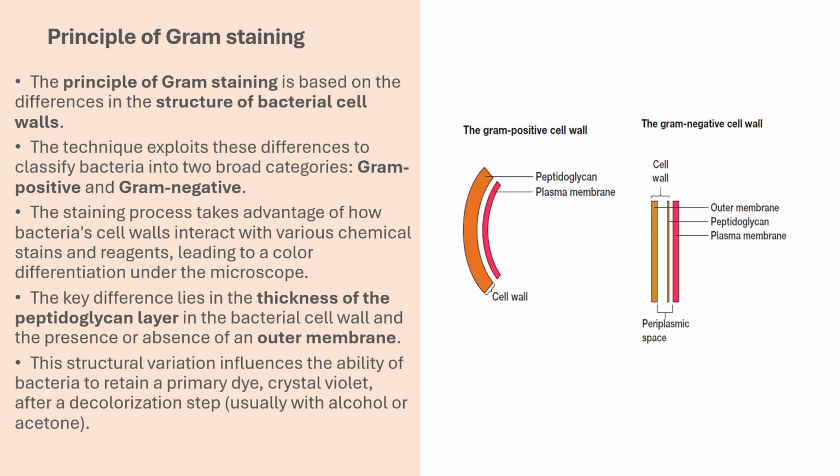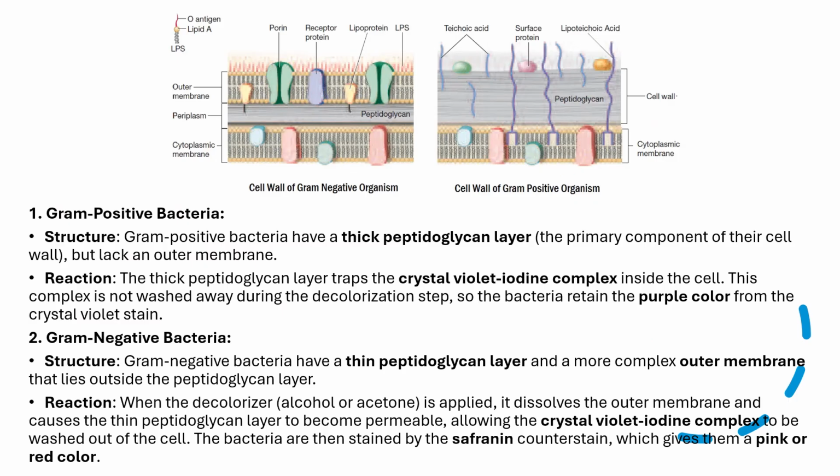The structural variation influences the ability of bacteria to retain the primary dye, crystal violet, after a decolorization step, usually with alcohol or acetone. Gram-positive bacteria have a thick peptidoglycan layer, which is the primary component of their cell wall, but they lack an outer membrane. The thick peptidoglycan layer traps the crystal violet iodine complex inside the cell, which we call the CVI complex. This complex is not washed away during the decolorization step, so the bacteria retain their purple color from the crystal violet stain.